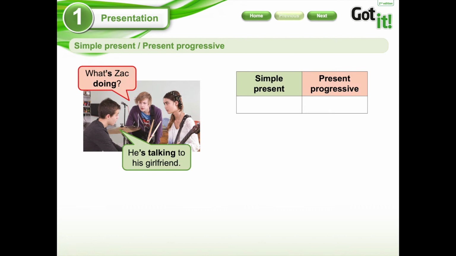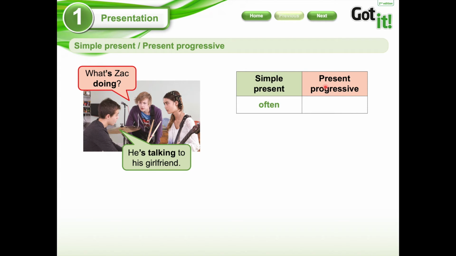Here we have a photograph, and these are related to your book. The question is, what's Zach doing? And the answer is, he's talking to his girlfriend. So I am going to put here, we have simple present and present progressive.